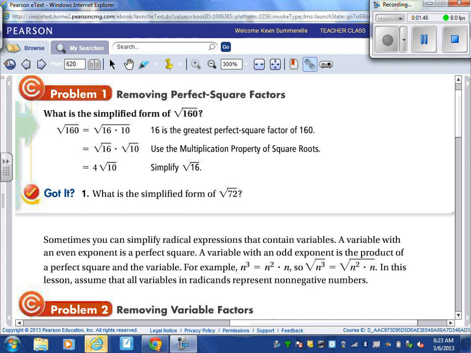Let's take a look at the got it problem. They have the square root of 72. If we want to break down the square root of 72, we need to come up with two numbers that multiply together to give me 72. Let's take a look. Can we think of a number? That's right. 9 times 8 is 72.